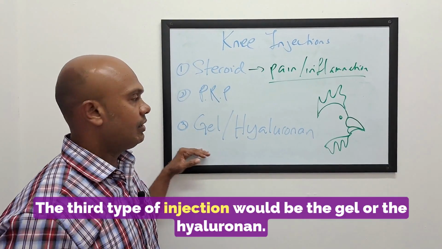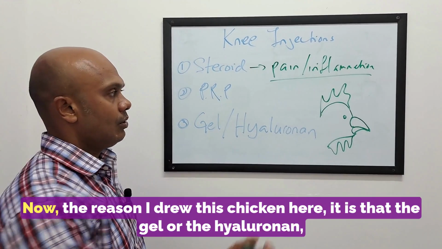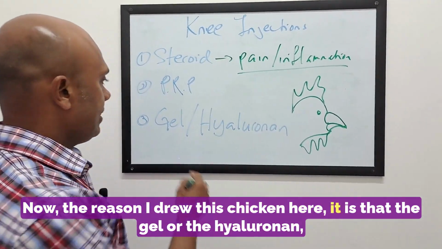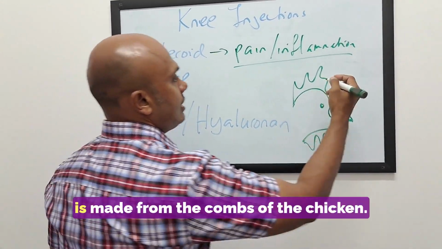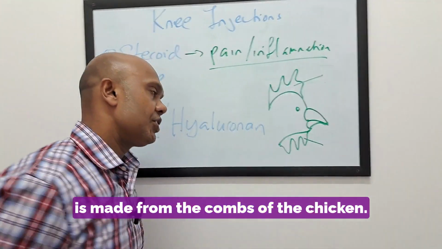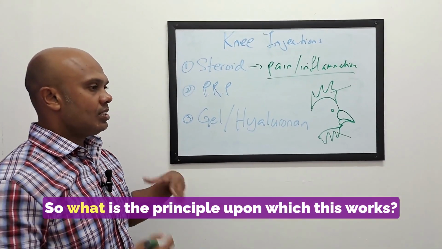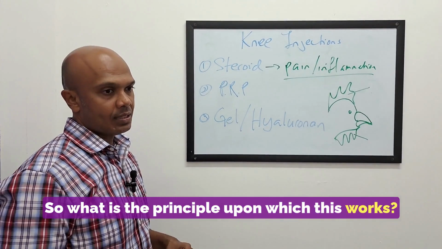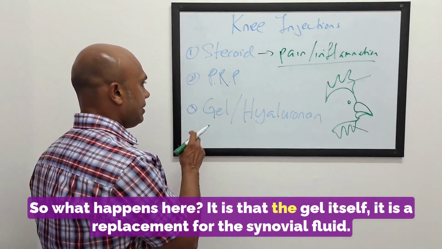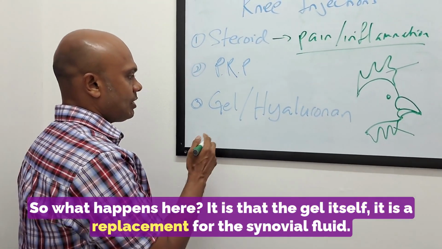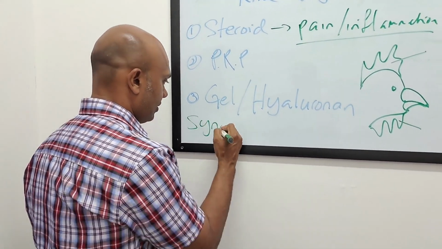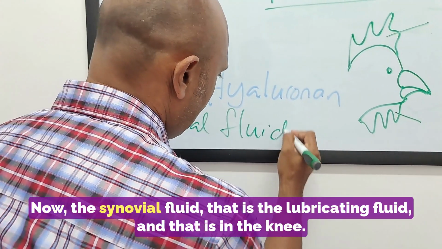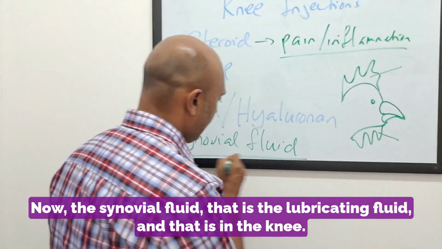The 3rd type of injection would be the gel or the hyaluronan. Now, the reason I drew this chicken here is that the gel or the hyaluronan is made from the combs of the chicken. So what is the principle upon which this works? The gel itself is a replacement for the synovial fluid. Right? Now the synovial fluid, that is the lubricating fluid that is in the knee.